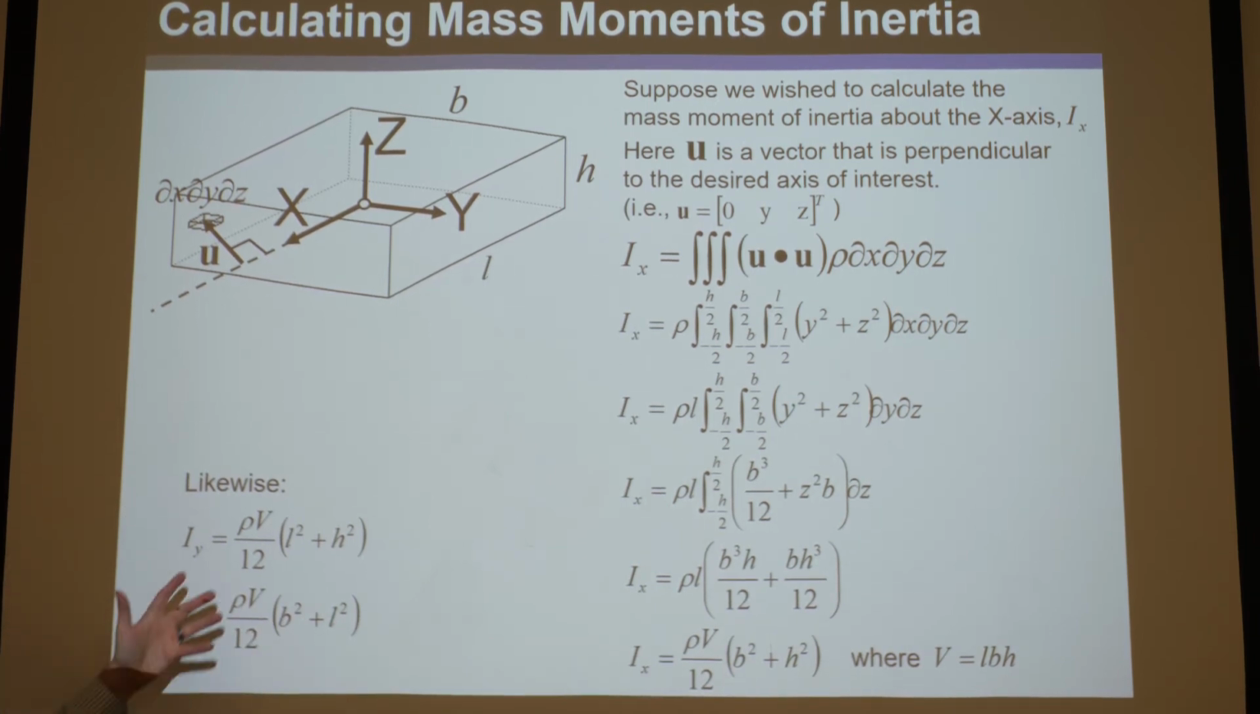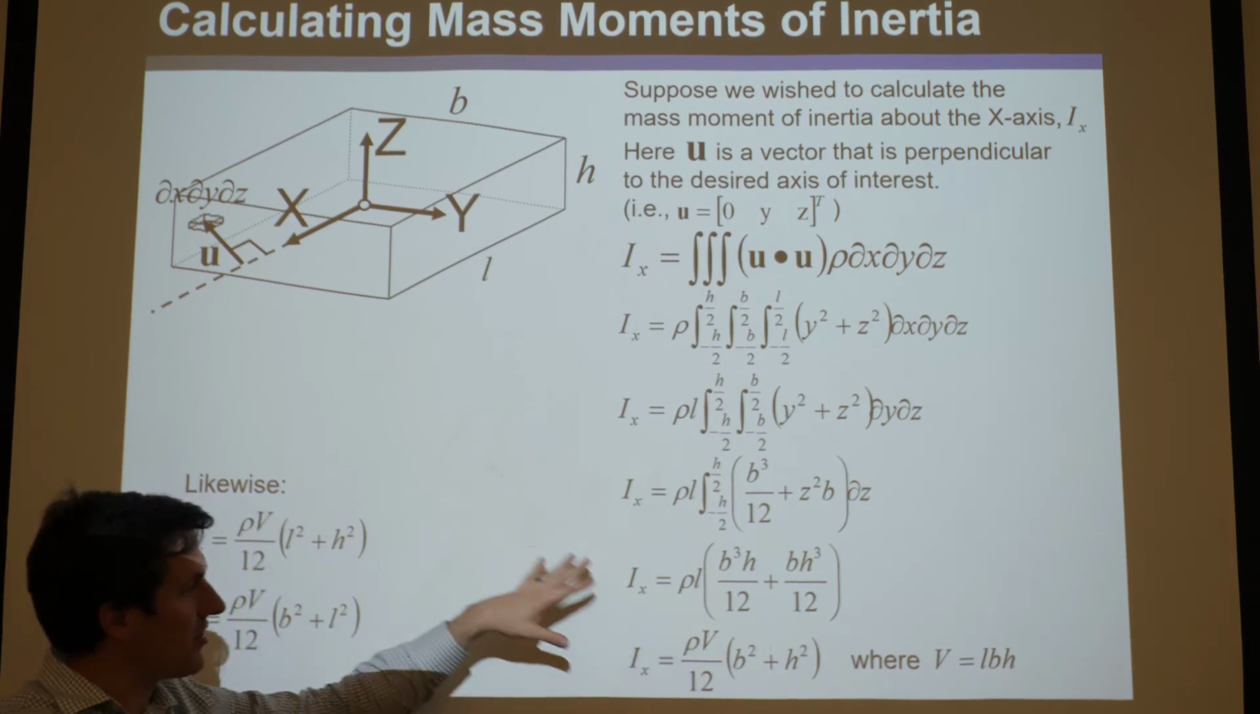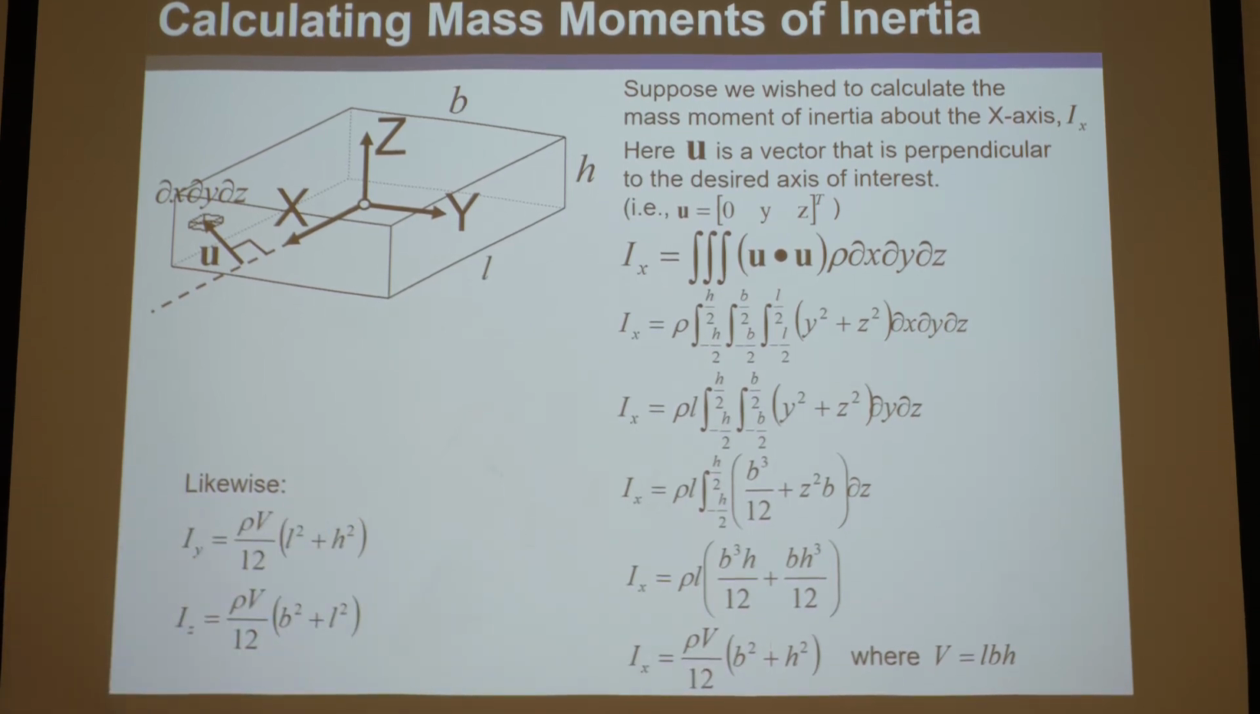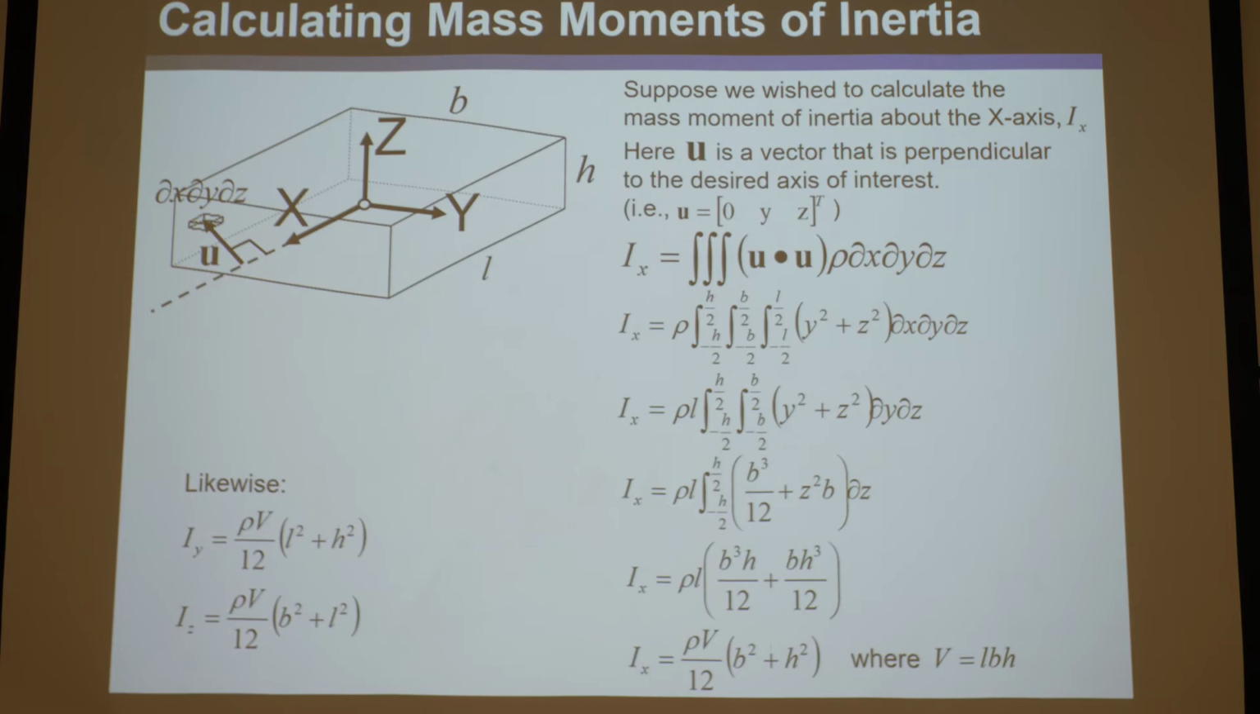Okay, so it's easy to remember. This would be a good equation to memorize. So now you can find the mass moment of inertia of a rectangular prism about an axis that goes through the center of mass and is in the principal axis directions, which are orthogonal to the prism's faces.